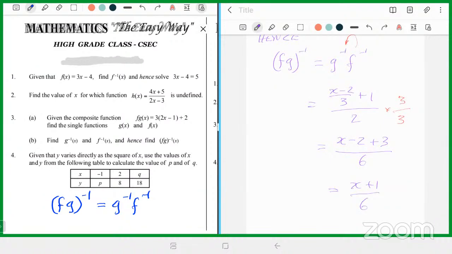Yes, go ahead. Why is the x minus 2 not multiplied by 3? No, because I used the 3 to cancel this 3. If I'm multiplying x minus 2 over 3 by 3, then this cancels this 3. That's it. And so I'm left with x minus 2. You see that?